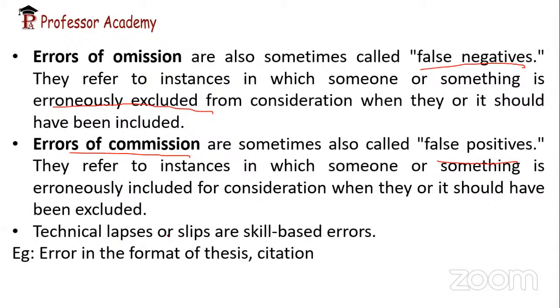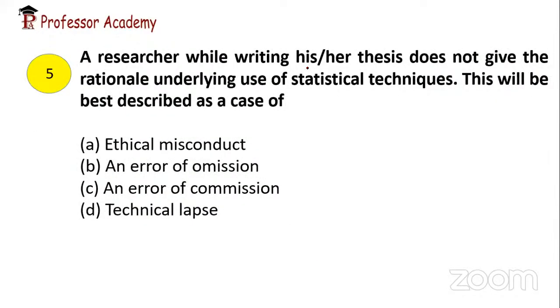And technical lapses or slips are skill-based errors. It happens when you make an error in the format of the thesis, in the format of citation. These are what we mean by technical lapse. Now let's see what the question was. A researcher, while writing his or her thesis, does not give the rationale underlying the use of statistical techniques. He or she never revealed why he is using that particular statistical technique, maybe for analyzing or for the formulation of his hypothesis.